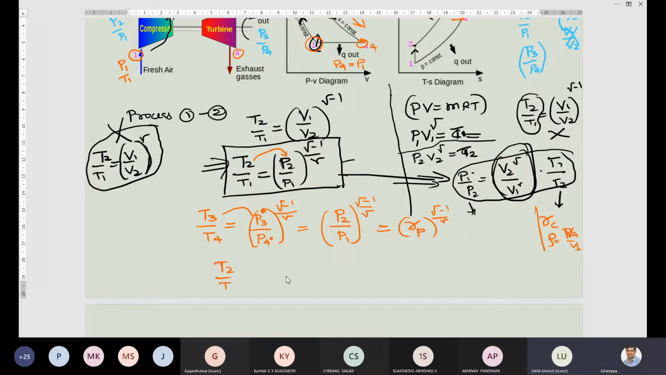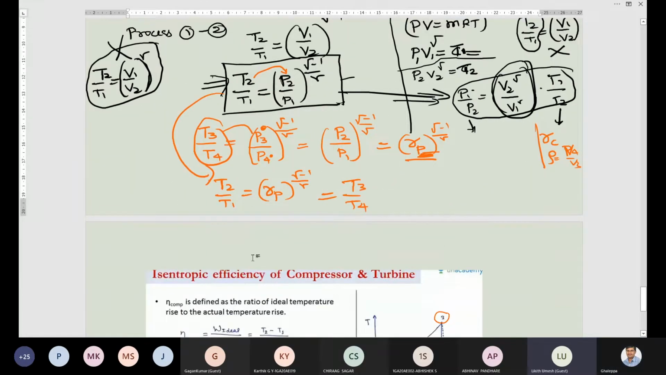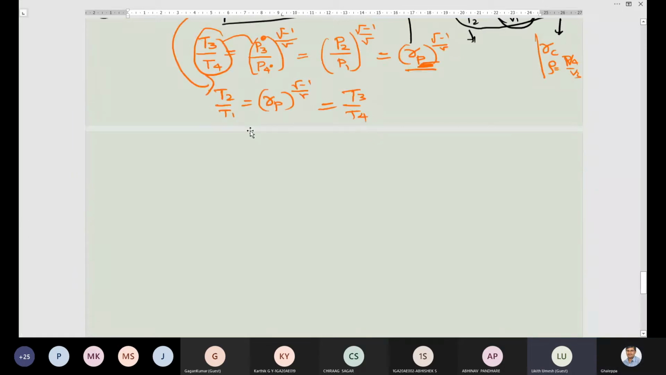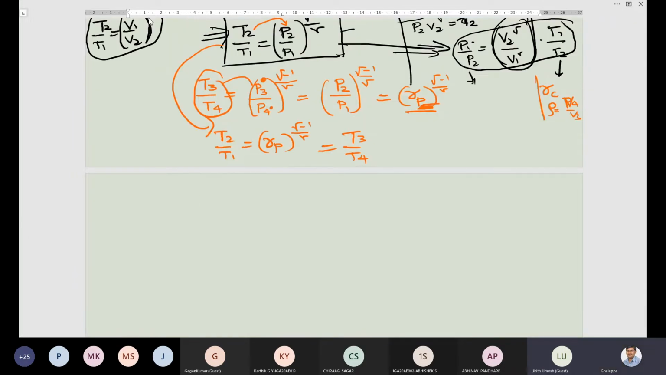T2 by T1 is equal to RP to the power of gamma minus 1 by gamma, using this equation. And similarly, using this equation, the right hand side is RP, left hand side T3 by T4. Same I can write T3 by T4. Now T2 by T1 is equal to T3 by T4.